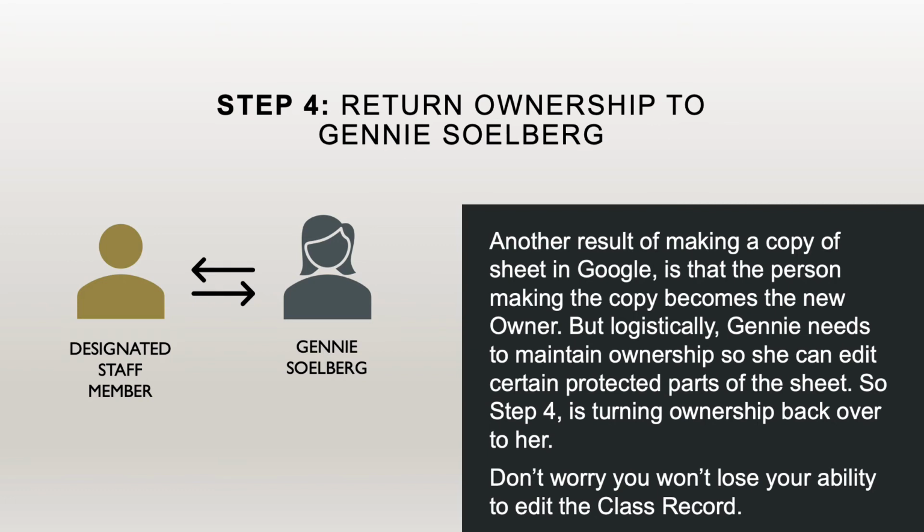Another result of making a copy of a Google Sheet is that the person making the copy becomes the new owner. But, logistically, Jenny needs to maintain ownership so she can edit certain protected parts of the sheet. So step 4 is turning ownership back over to her. Don't worry, you won't lose your ability to edit the class record.